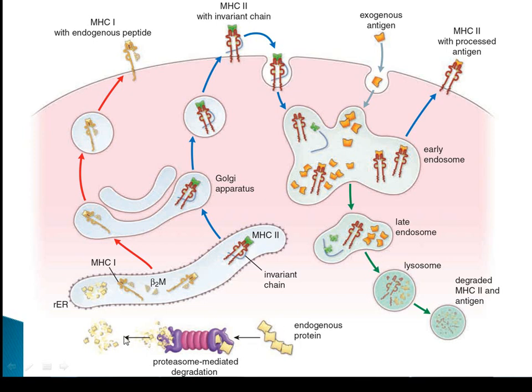It's breaking down, and these peptides, antigen epitopes, or antigen determinants of these endogenous proteins, will bind to MHC1 molecules and be presented on the surface of these cells. So all cells may present their endogenous antigens via their MHC1 molecules.